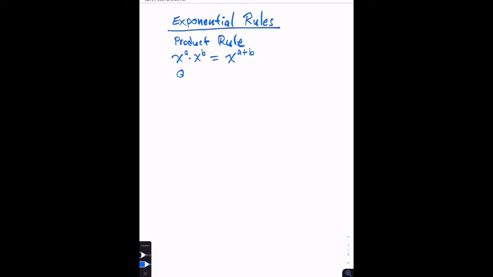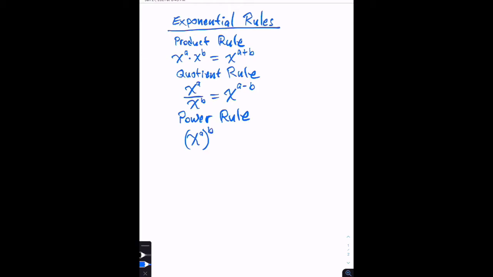And the quotient rule goes like this: x to the a divided by x to the b is the same as saying x to the a minus b. And then there's this thing called the power rule. The power rule says x to the a raised to the b is the same as saying x to the a times b. Now there's a bonus that comes along with this, because really this is the same as saying x to the b times a, which can also be written as x to the b raised to the a. So there's a little bonus that comes along with the power rule.